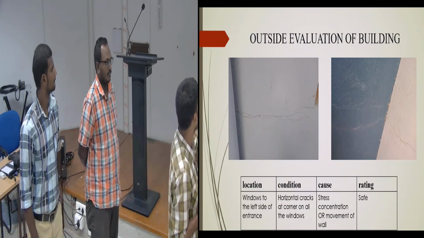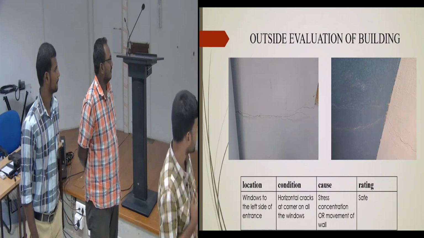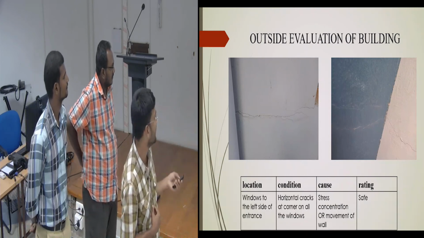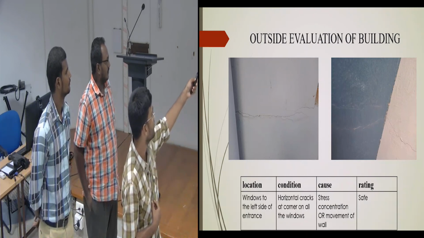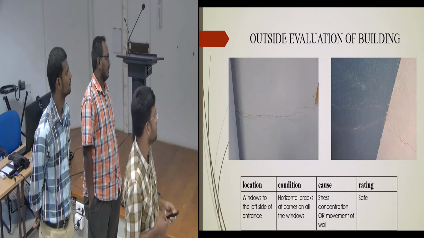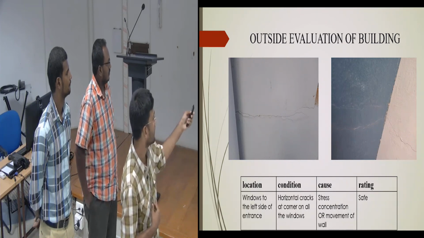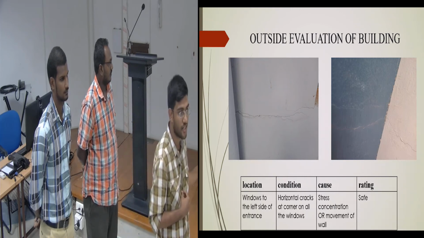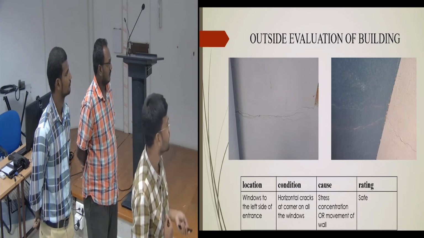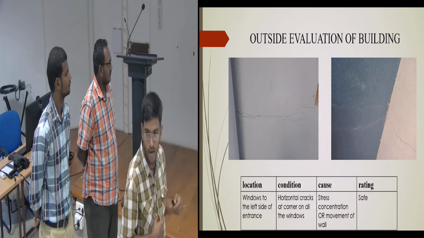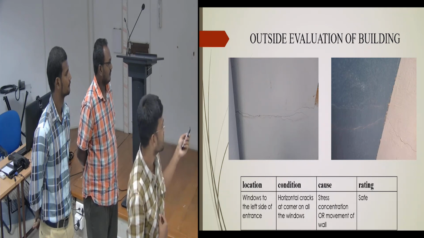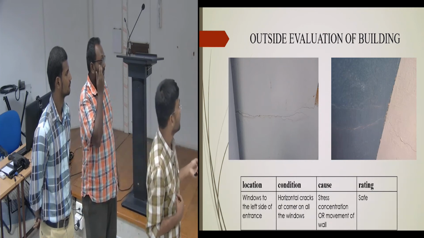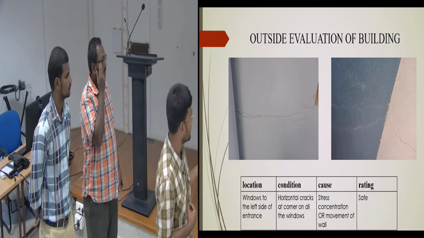The first location you've seen in this is a window to the left side of the entrance of the building, and near the window there is a horizontal crack. The condition is horizontal cracks at the corners, on all the windows outside the entrance. The cause, in my opinion, is stress concentration or movement of the wall, and I can give the rating safe to this.